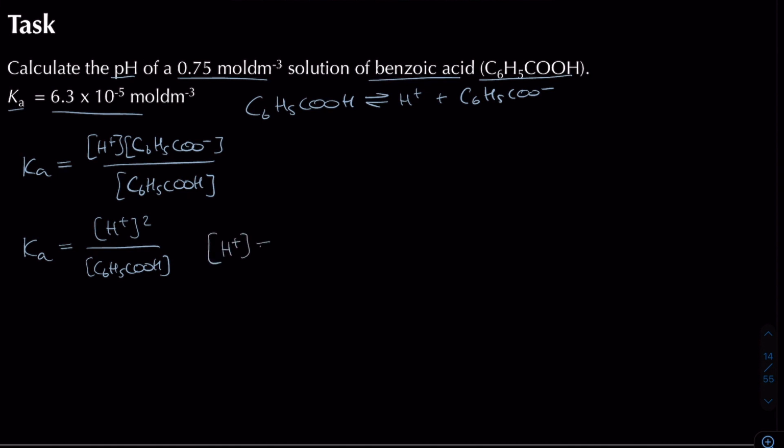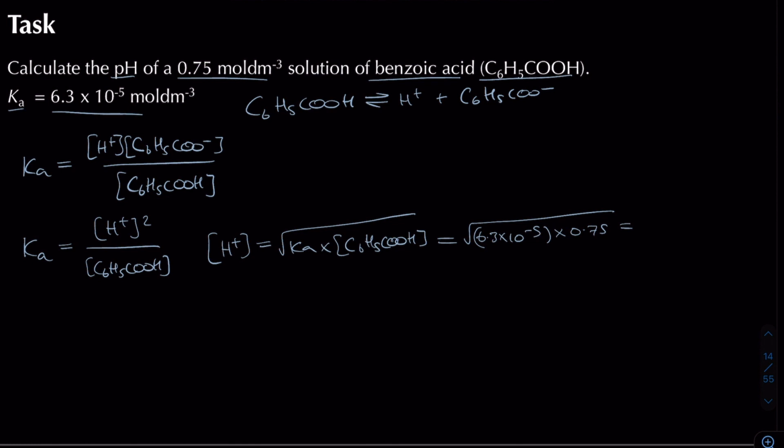So we can rearrange this, right, and we can get the concentration of H plus, which is going to be equal to the square root of Ka times the concentration of benzoic acid, which is C6H5COOH. And then if I were to sub in my numbers, I end up with the square root of 6.3 times 10 to the power of minus 5, times the concentration of my acid. I end up with a value of 6.87 times 10 to the power of minus 3, and that's going to be mole per decimeter cubed as well.